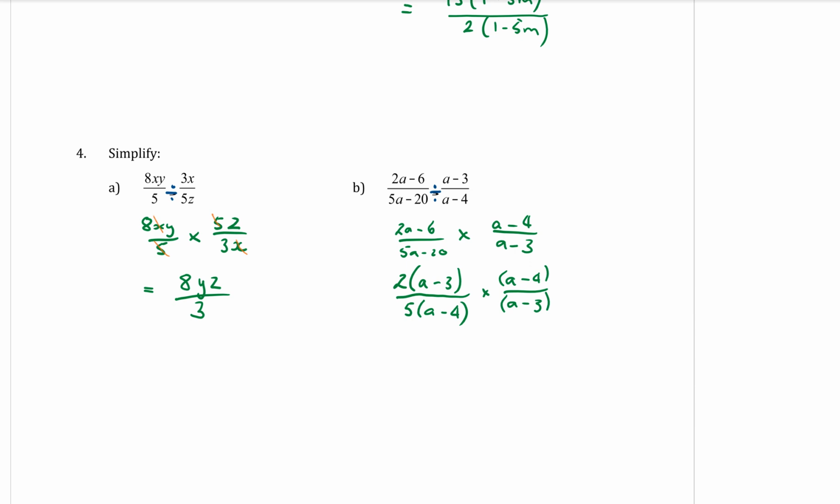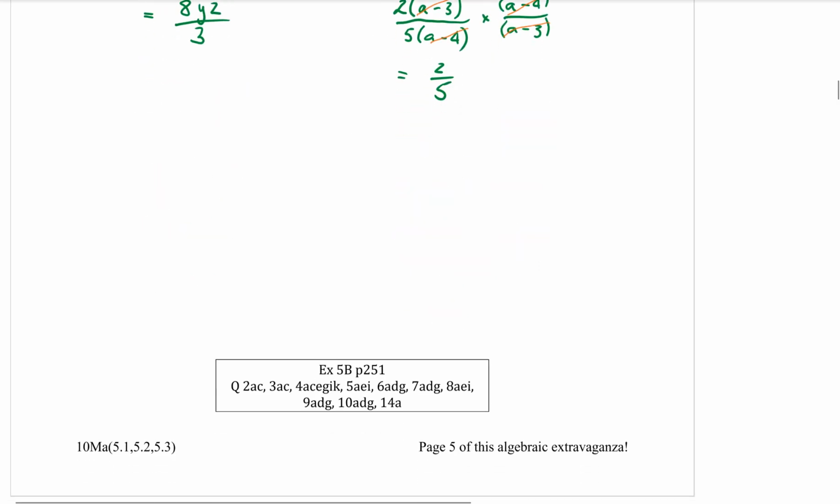So I can cancel a minus 3 with all of a minus 3. As long as I'm cancelling all of it off, it's okay. Just don't try to do one term at a time, okay? And a minus 4 and a minus 4 cancels completely. All that is left is a 2 on the top and a 5 on the bottom. That's it. Practice, practice until you are confident that you've got it, which will be the whole exercise.